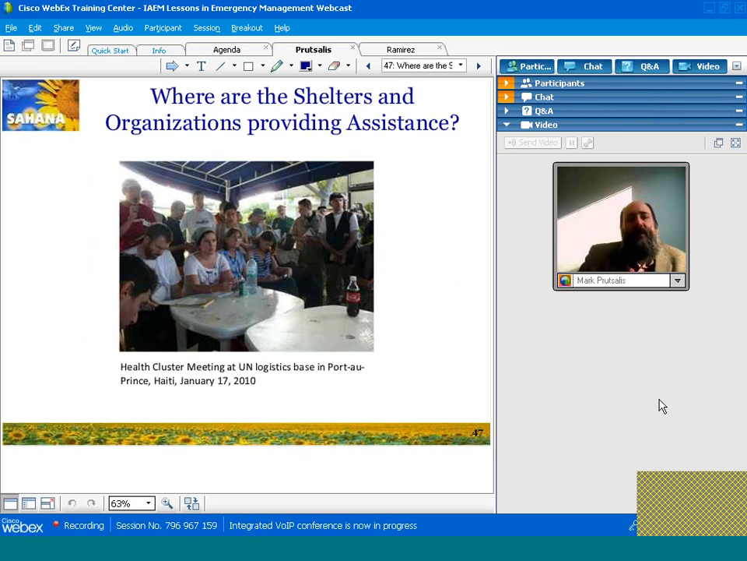The next challenge, and sort of the final area, was in the area of mapping and locating information and understanding where shelters were located, where the organizations providing assistance were. In general, better mapping is a huge requirement that's been identified by all disaster response agencies. Being able to understand where things are is really at the core of organizing their activities.